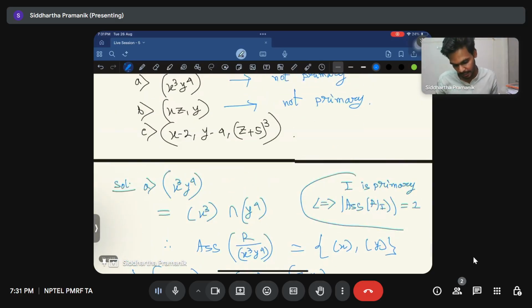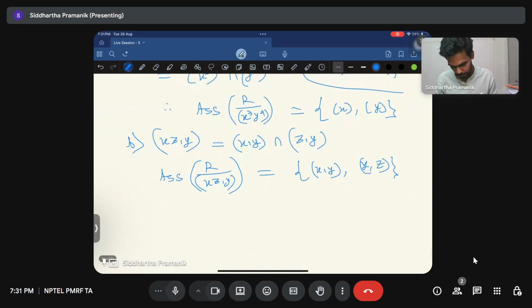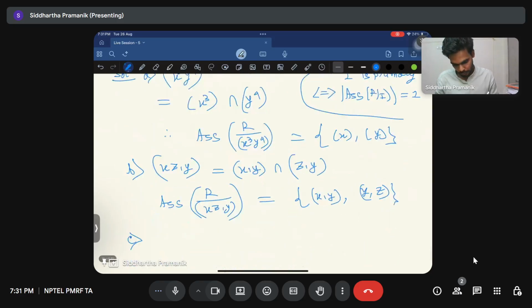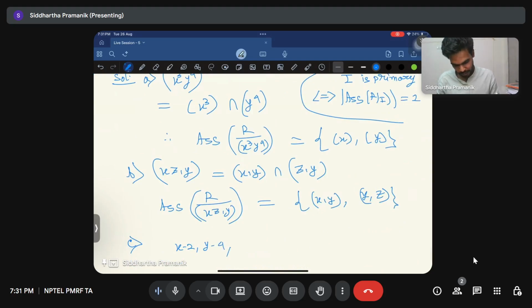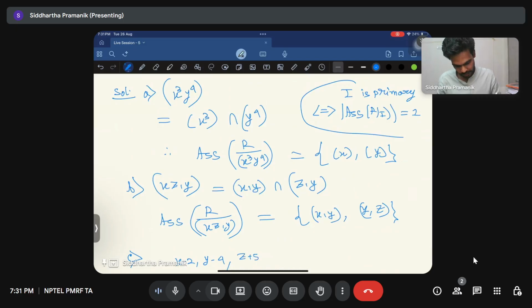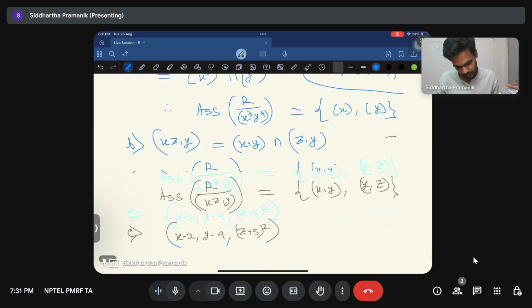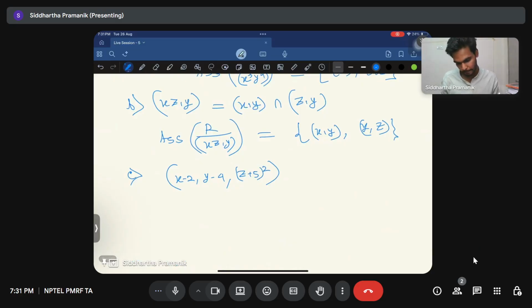Now let's check the third one. So this is generated by x minus 2, y minus 4, and (z plus 5) squared, these three polynomials. Now let's try to find the primes. Let P be a prime ideal of R such that P contains this ideal I.